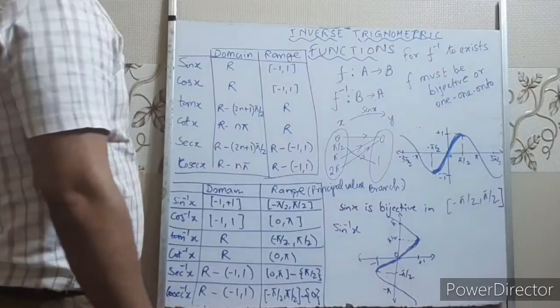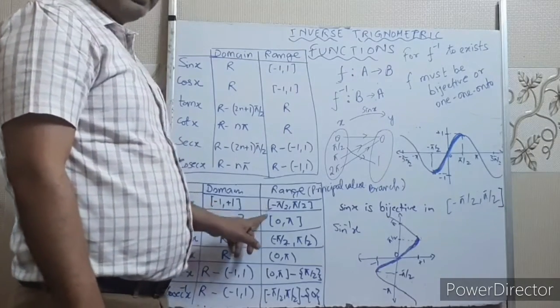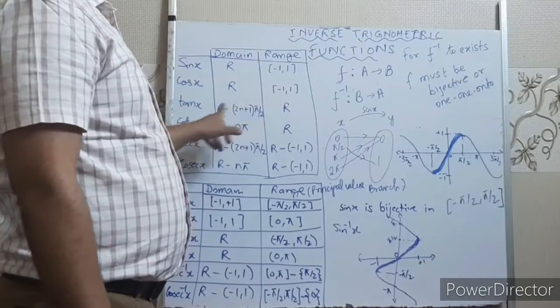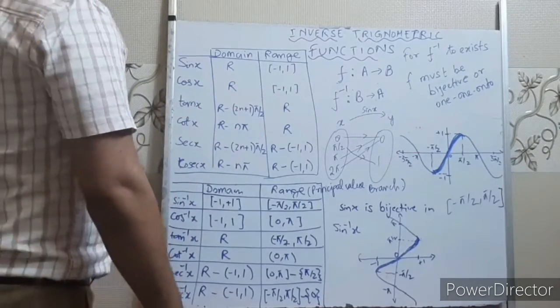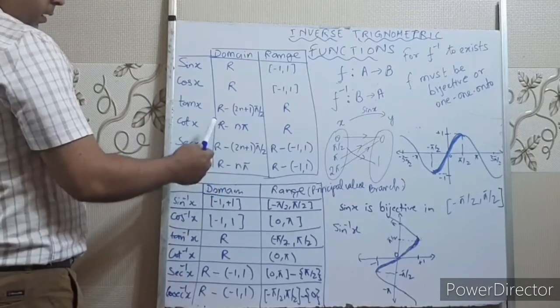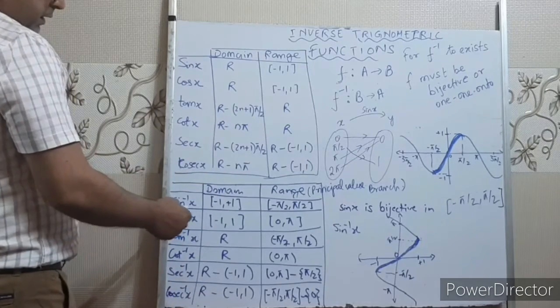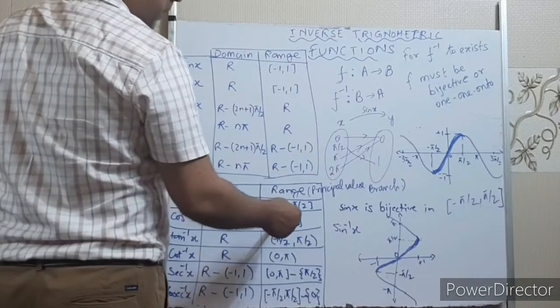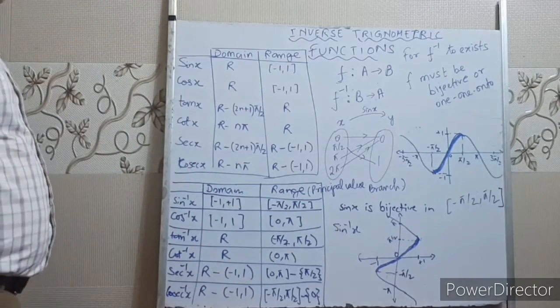Okay, principal value branch means you have to remember this, you have to learn this: the sine x domain and range, cos x domain and range, tan x domain and range. So sine inverse x domain will become minus 1 to plus 1 and range is minus pi by 2 to plus pi by 2. Okay.